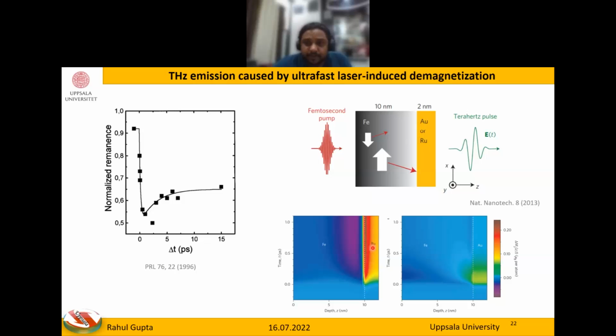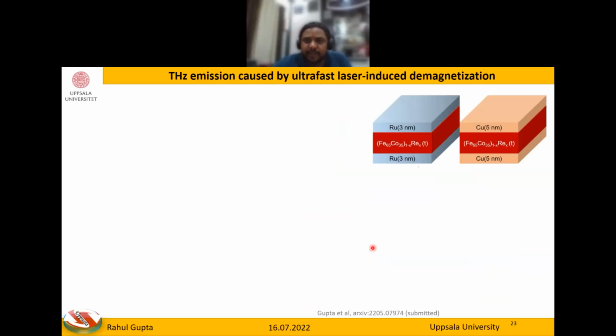So keeping this in mind, we also fabricated a sample where iron cobalt is used as spin source layer, where we modified the spin dynamic property by doping a high spin orbit coupling material such as rhenium inside the iron cobalt, and we capped with ruthenium. And as a reference, we also kept the same sample with copper.